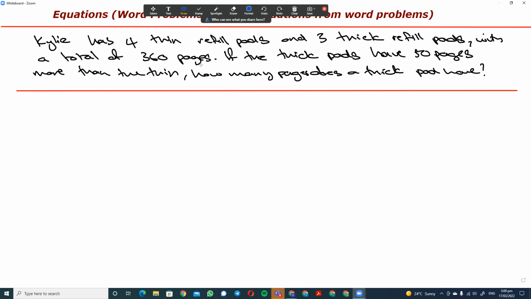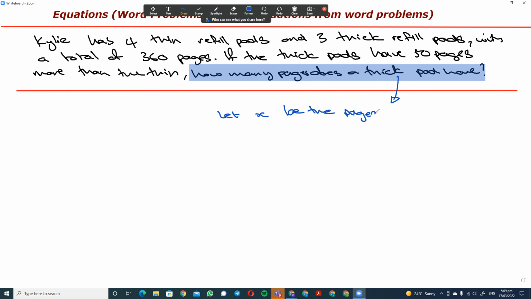And either thin or thick. Look at the final question, right? Generally, we can make it anything, but at the moment you're right. It's going to be thick pads. That's what we're going to make x, okay? So we're going to say let x be the pages in a thick pad.